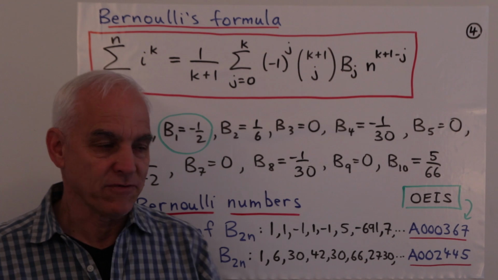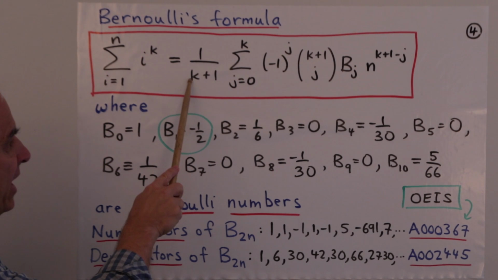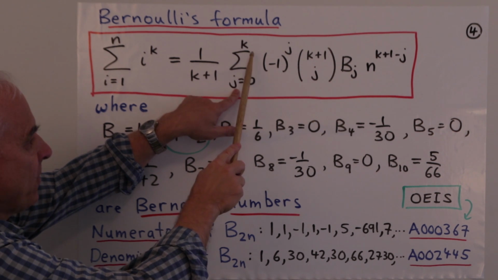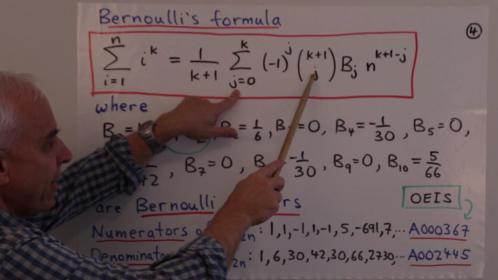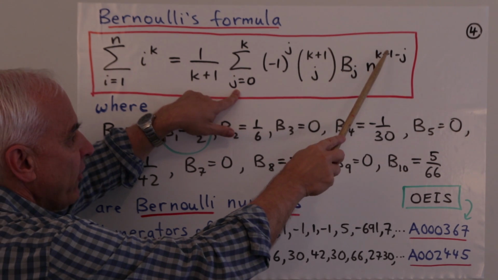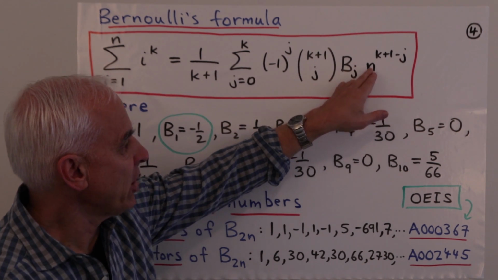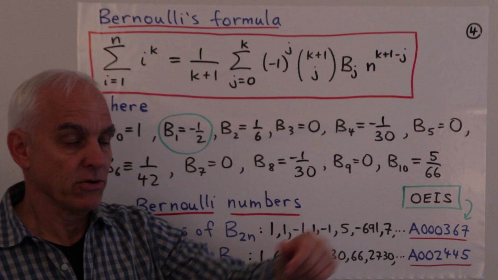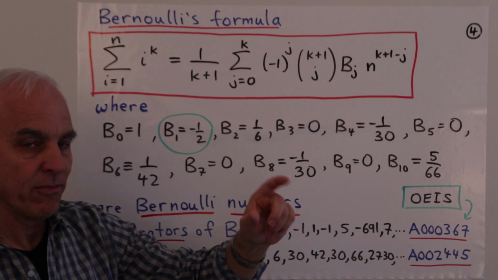So here's Bernoulli's famous formula: the sum from i equals 1 to n of i to the k is 1 over k plus 1 times the sum from j equals 0 to k of minus 1 to the j, k plus 1 choose j, a number called b sub j, and then n to the k plus 1 minus j. So this is a polynomial in n, starting with the highest power, which is n to the k plus 1, and then decreasing powers of n. And these then are the coefficients. The minus 1 to the j just alternates plus minus 1.